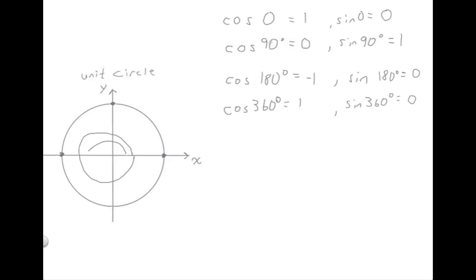For example, if you took 90 and you added 360 to it, what's that, 450? So what's the cosine of 450? It must be the same as the cosine of 90, 0. And what's the sine of 450? That must be the same as the sine of 90, which is 1. You can check that on your calculator. So from the unit circle approach, we get this deeper understanding of why sine and cosine are periodic functions.